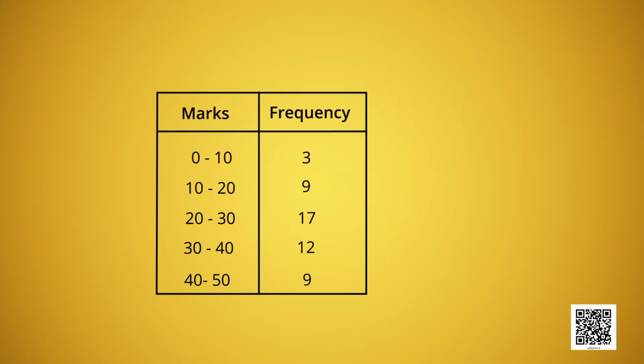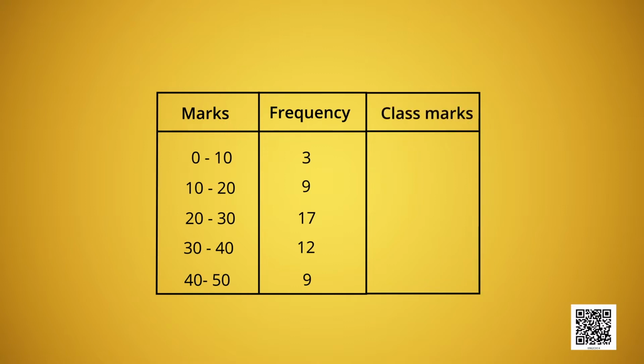Here this table gives the distribution of students of a section according to the marks obtained by them. So you are given the marks in various class intervals 0 to 10, 10 to 20, 20 to 30, 30 to 40 and 40 to 50. And the frequency of these class intervals are 3, 9, 17, 12 and 9. Children, first of all, we will find the class marks for each interval.